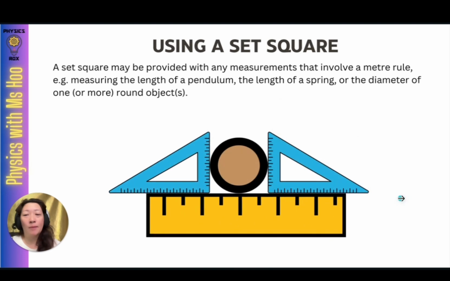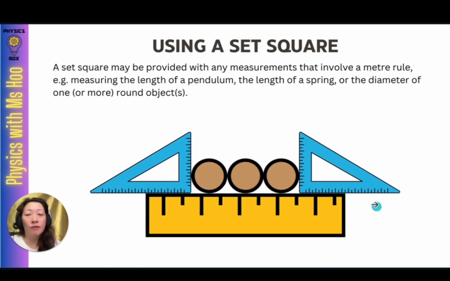Now, to measure the diameter of round objects, the set square is very useful because using the meter rule to measure the diameter of a round object on its own is very difficult. By placing a pair of set squares in this position, we're able to get the diameter of the round object more accurately. This can also be used if we are measuring the diameter of more than one round object. So what we can do is if we have identical round objects like these, we line them all in a row with no gaps in between them and place a pair of set squares on either side to get the diameter across these round objects.